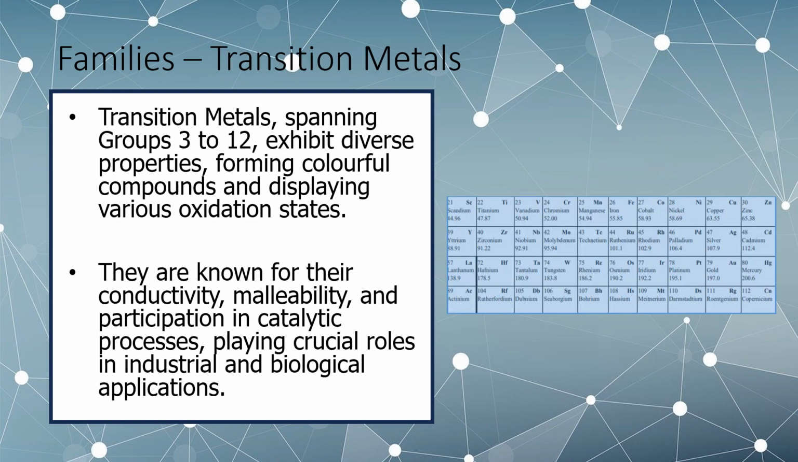The transition metals are important to know where they are, but realistically you won't deal with any of these properties until well into your uni years, as they get quite complex very quickly. They span from groups 3 to 12, and they have diverse properties, forming colourful compounds and displaying various oxidation states. They are known for their conductivity, malleability, and participation in catalytic processes, and they play crucial roles in industrial and biological applications. Most of the known metals that we talk about in everyday life fall into this group because of the vast amount of properties and uses they have within society. Such examples are iron, cobalt, copper, zinc, all those kinds of things.